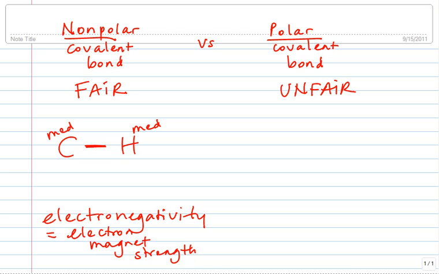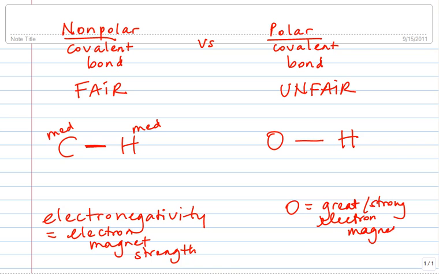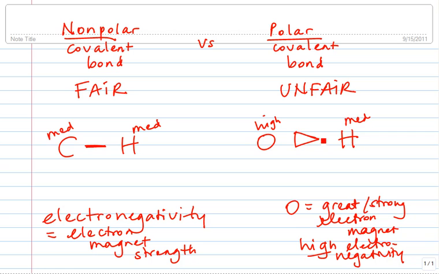On the other hand, if you have an oxygen bound to a hydrogen, oxygen is a very great, strong electron magnet. So we say that it has high electronegativity, whereas hydrogen is medium. So that means that the shared pair of electrons, since oxygen is such a great magnet for those electrons, oxygen will go ahead and hog them.